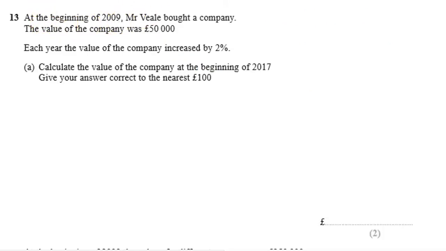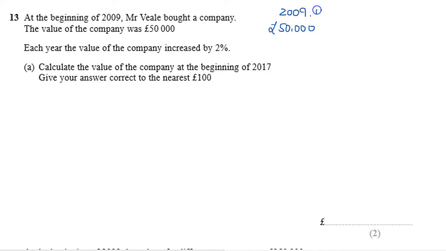Question number 13. At the beginning of the year 2009, Mr. Well bought a company. The value of the company was 50,000. Each year the value of the company increased by 2%. Calculate the value of the company at the beginning of 2017.